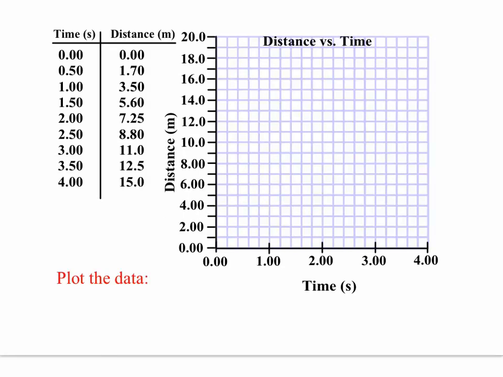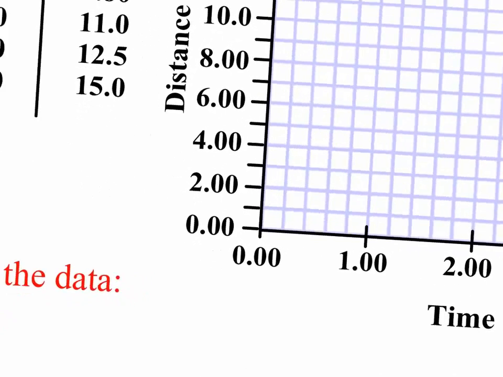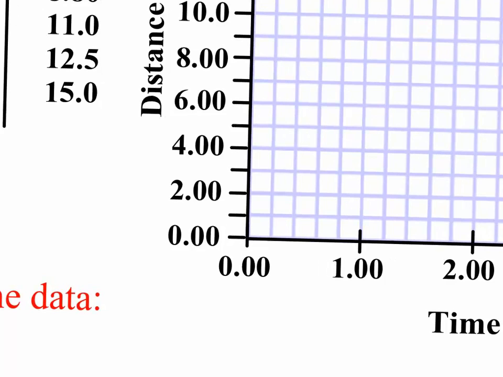And you can see here on this slide, I've just laid this out nicely to make it nice and neat. Okay, so now it's time to plot the data. Looking at my data table, my first value occurs at 0.00 and 0.00. So I'm going to zoom in here, and let's plot that little point.